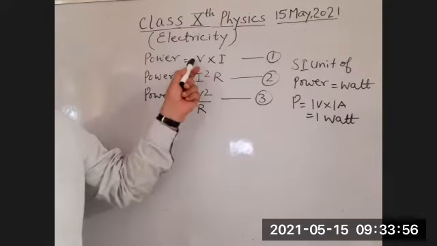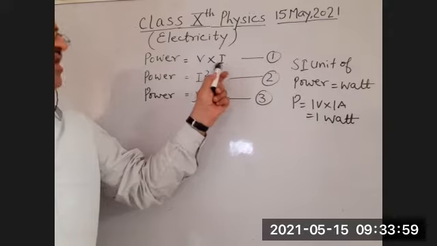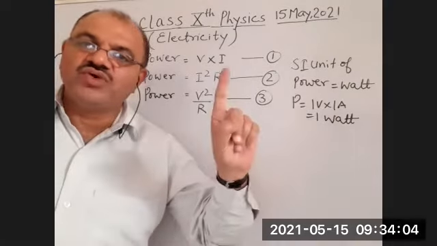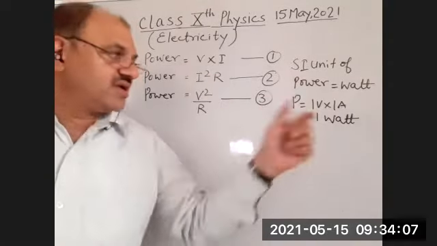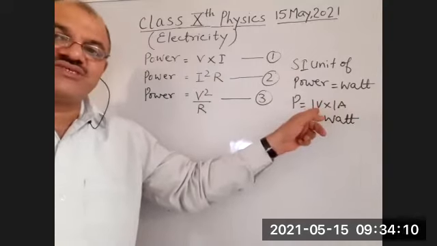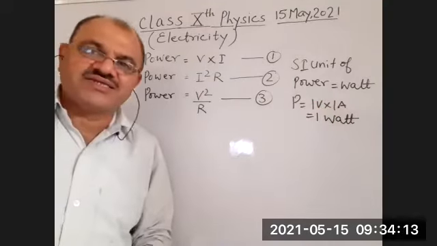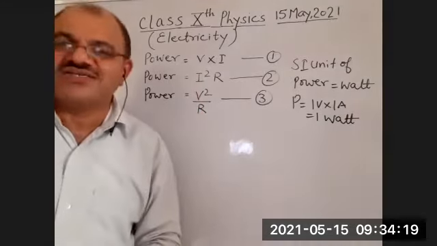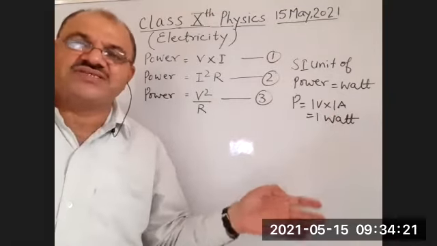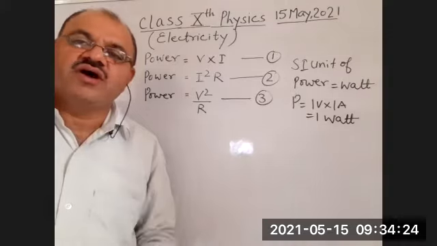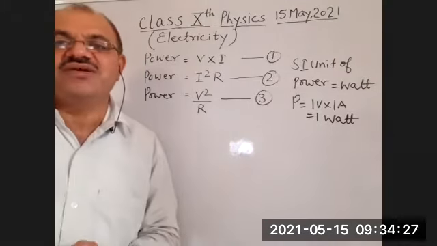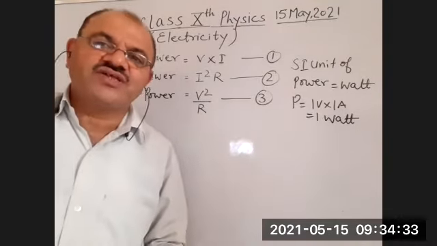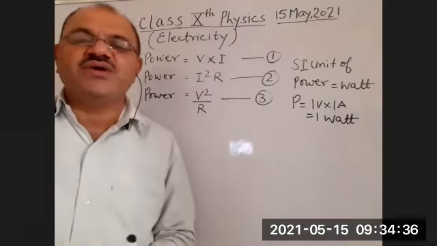Now power is equal to potential difference into current, V × I. Clear, students? If the potential difference is 1 volt and the current passing through the conductor is 1 ampere, that power is called 1 watt. And watt is the SI unit of power. What is the SI unit of power? Is it clear, students?